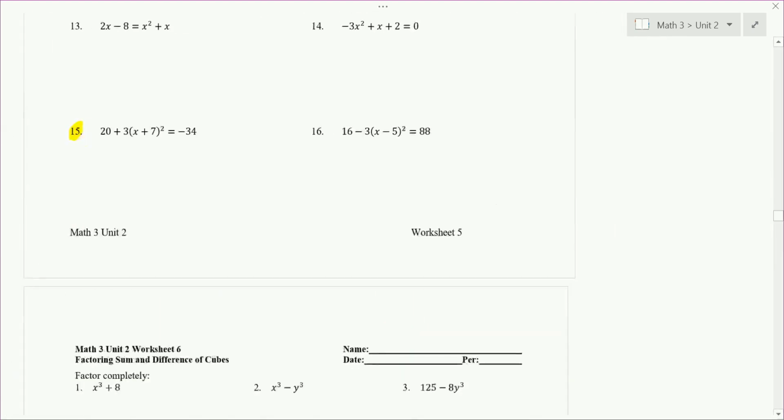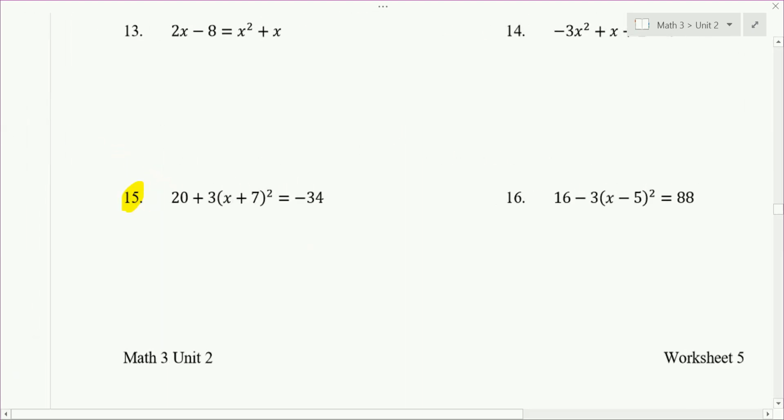Number 15. We're going to solve for x plus 7 squared first by subtracting 20. And we get negative 54. Dividing by 3, we get negative 18. Taking the square root of both sides.